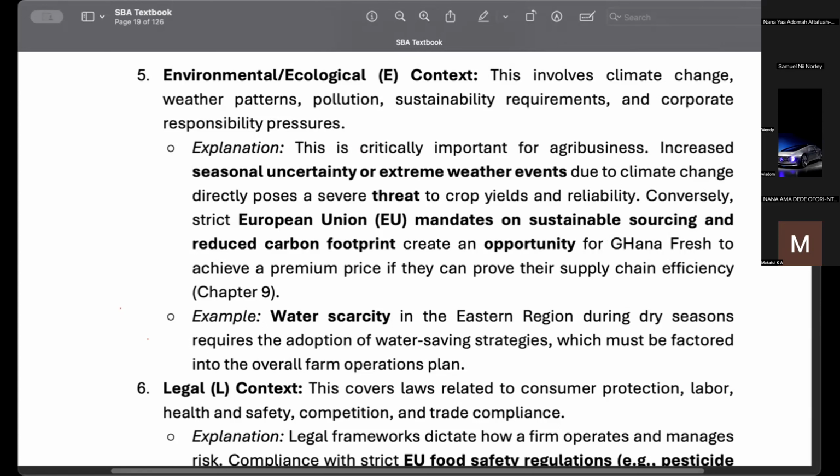Because if the water level for irrigating our pineapples falls below a level, it can also let our produce become stunted. That's why Emmanuel was saying that some of our products don't look very good at all. And you wonder, is that what is being exported, or what's being given to Ghana? So the environmental context makes you, yes, Stephen, go ahead.